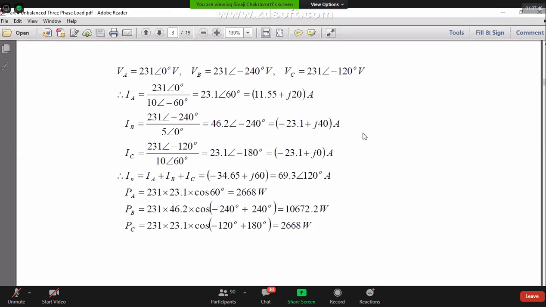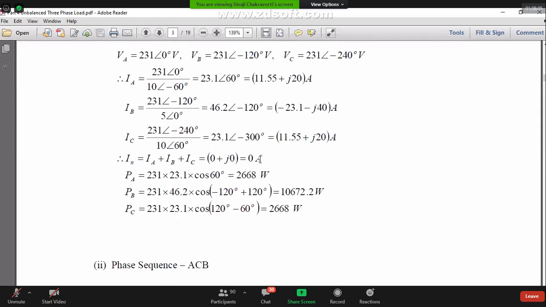But in one case, neutral current is 0. In another case, neutral current is 69.3 ampere, which is almost 3 times the phase current. So can you understand the importance of phase sequence? This is what is so important to understand: how big a role the phase sequence plays in our life.